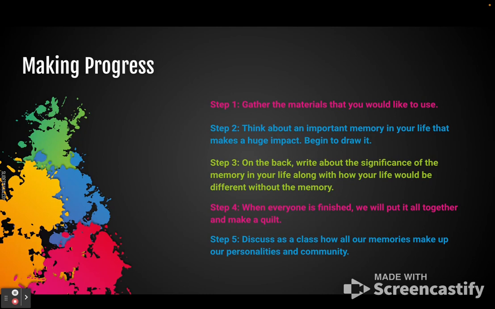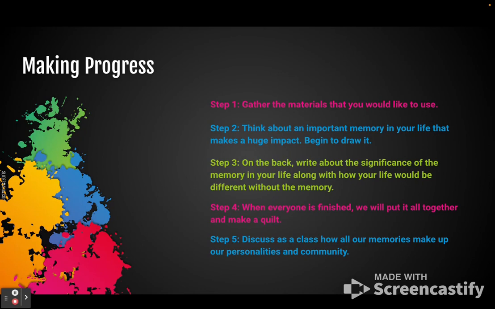Something that they know if this didn't happen, their life would go in a different direction, or they would have done or acted a different way, or something that is just super impactful. So I have them draw it, or design it, or color it out, or make symbols for it, however they want to represent the memory. And then on the back, they would write about the significance of the memory, along with how their life would be different without it, whether it's a positive impact or maybe it was a negative impact.